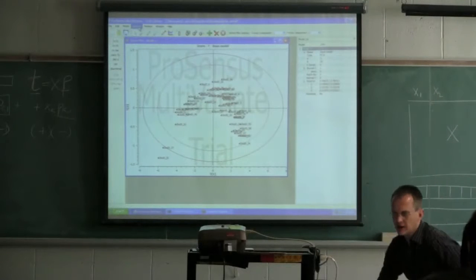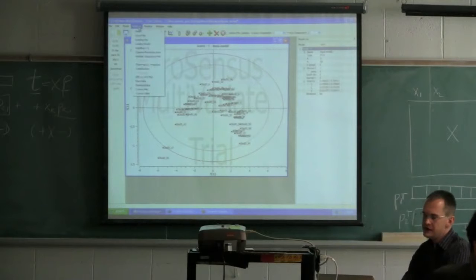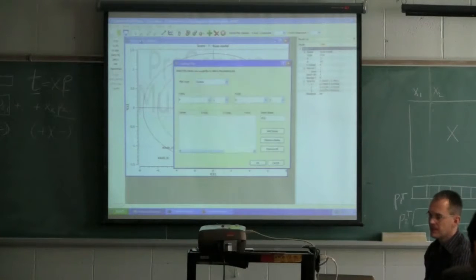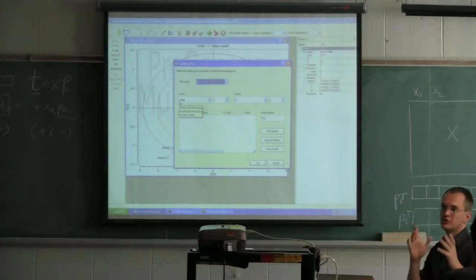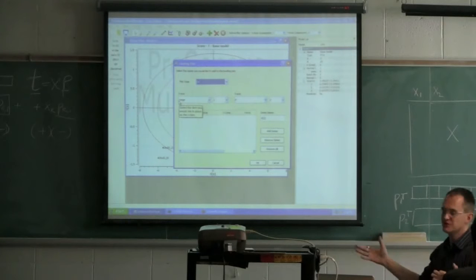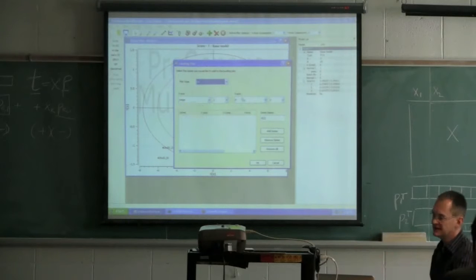If you go up to Analyze, and we choose Loading Plot, change the plot type to bar, and then the x-axis is going to plot the range. So it's going to go 1, 2, 3, 4, 5, up to 6. And then the y-axis, we want P2. And then just say add series. So it shows it then in the data table, and then you say OK.